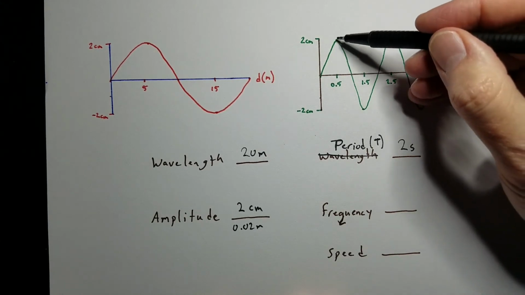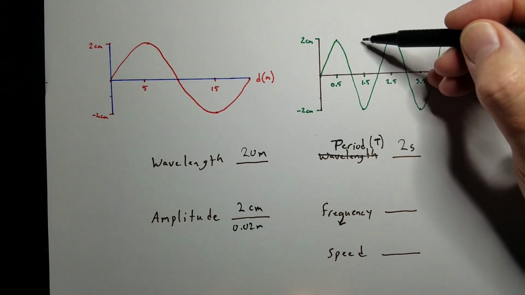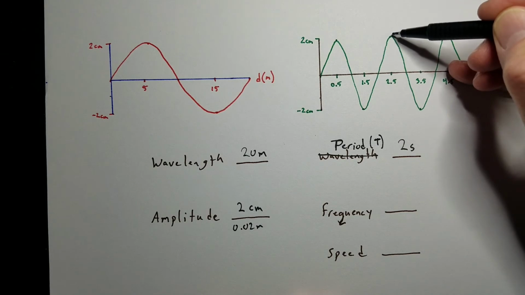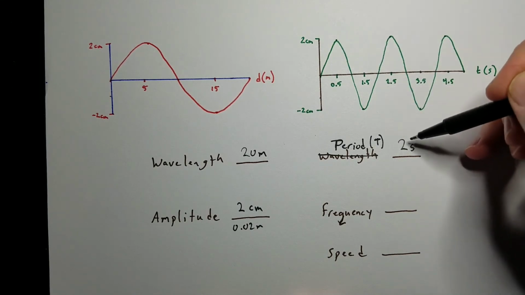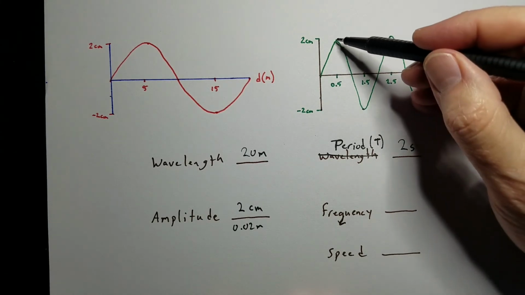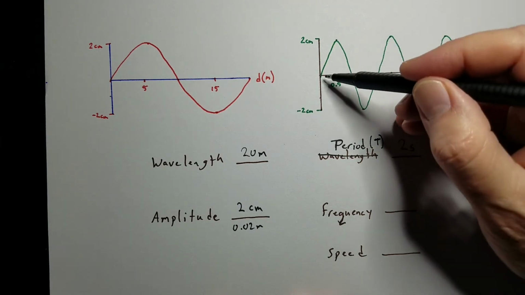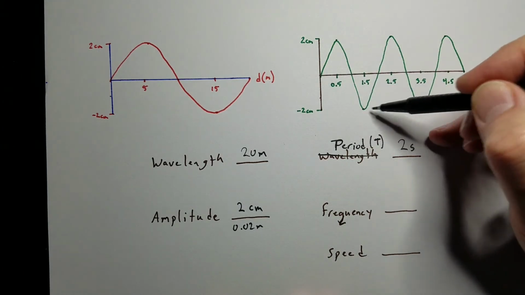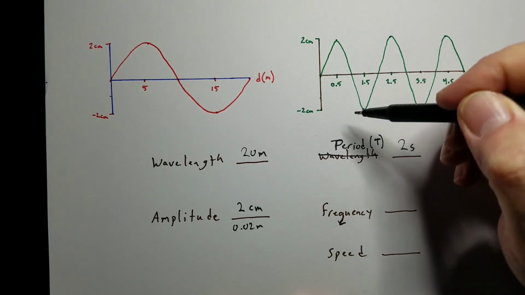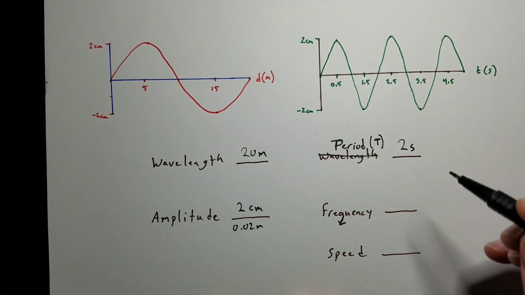Or if I did from crest to crest, 0.5, 1, 1.5, 2, 2.5. So I went from 0.5 to 2.5. So that's a difference of, again, 2 seconds. Either way is okay. Just remember, you've got to measure from corresponding parts of the wave, from one to the identical next one. But they all should be the same. So my period is 2 seconds because I only measure one wave.